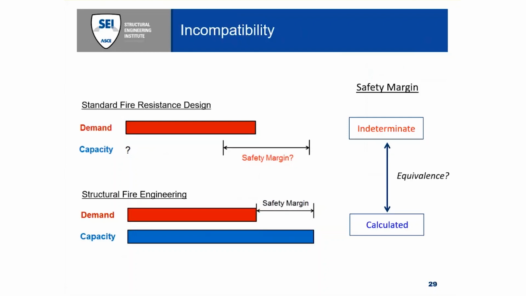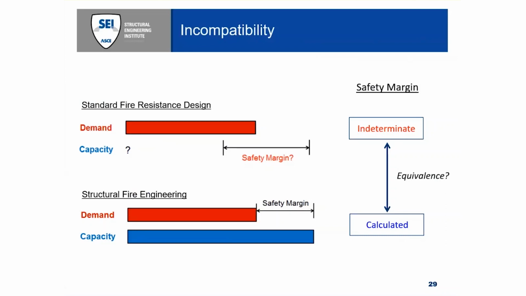ASCE 7 and the new manual of practice reinforce, as I mentioned, that it's improper to marry aspects of standard fire resistance design and structural fire engineering. The metric of fire resistance is an artifact of the furnace test and its acceptance criteria, and there's no correlation to actual performance. So if you're performing structural fire engineering and you're using the metric of fire resistance, that is wrong.